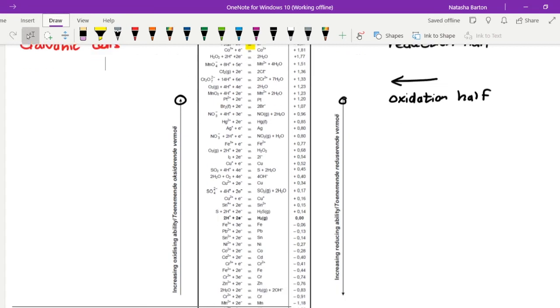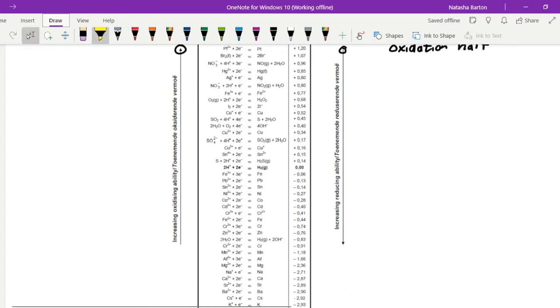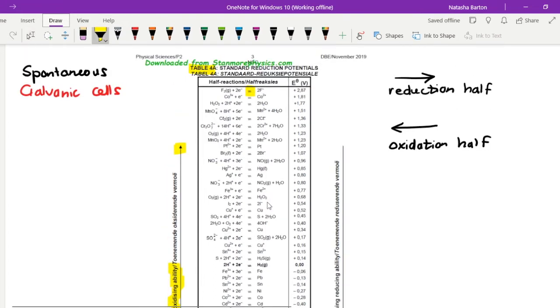So on the left and right hand side, you can see arrows with writing on them. On the left hand side, it says increasing oxidizing ability as you go up. If a substance has a large oxidizing ability, it means that that substance is a very good oxidizing agent.